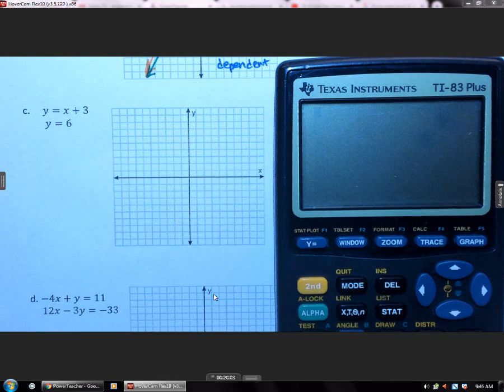First step, we're going to press the y equals button. We will in a minute.